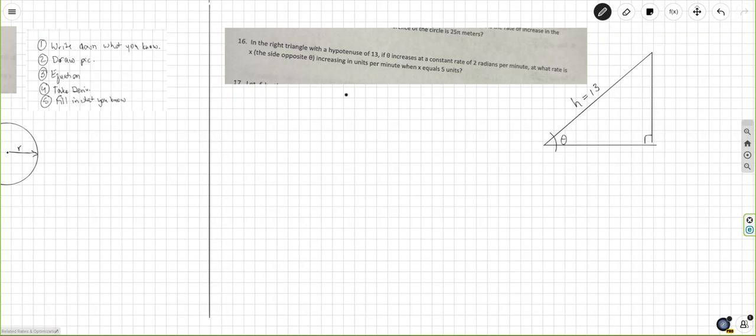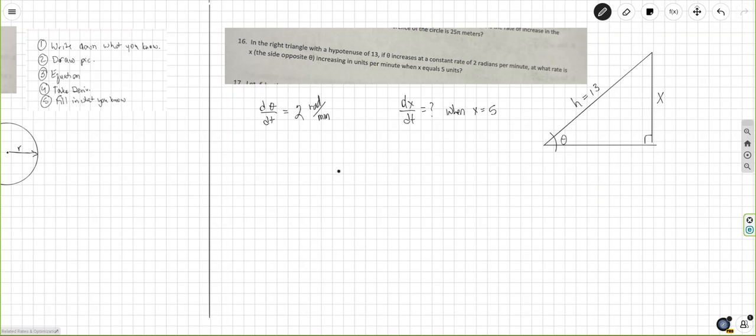Okay, right there, that's a derivative, right? So d theta dt is going to be 2 radians per minute. Okay. At what rate is x, the opposite side to theta, increasing? So x is going to be over here, and they want to know dx dt, what rate is that side increasing when x is equal to 5? So there's kind of my conditions. Okay.